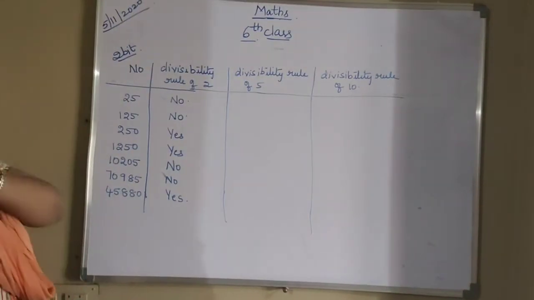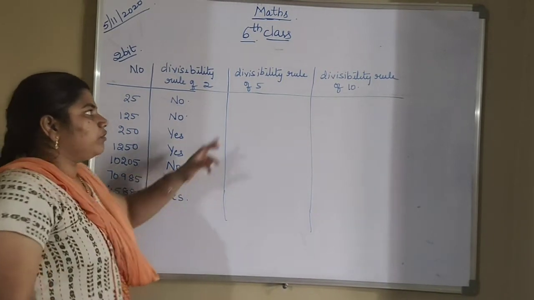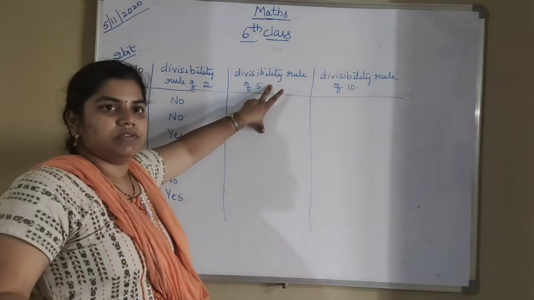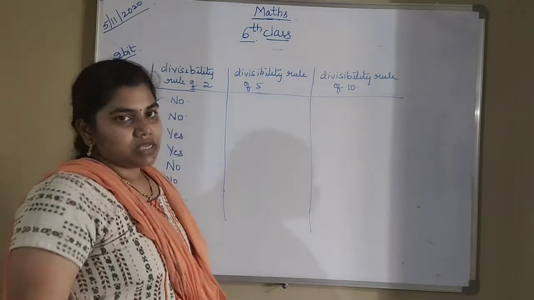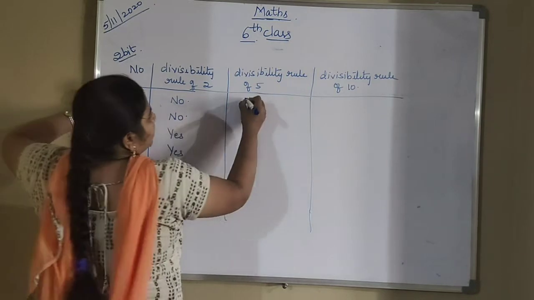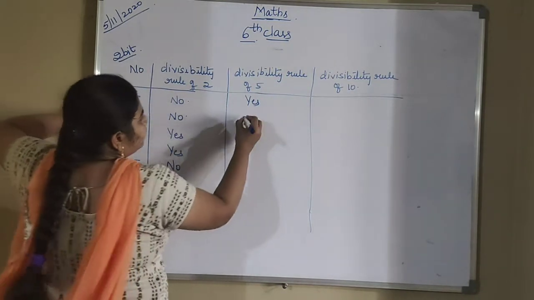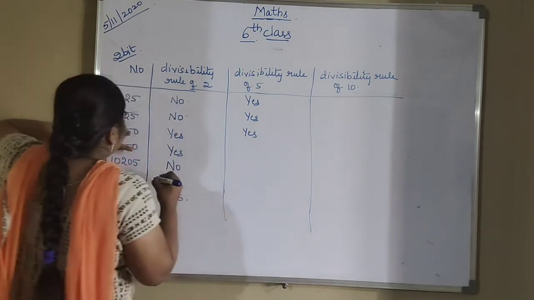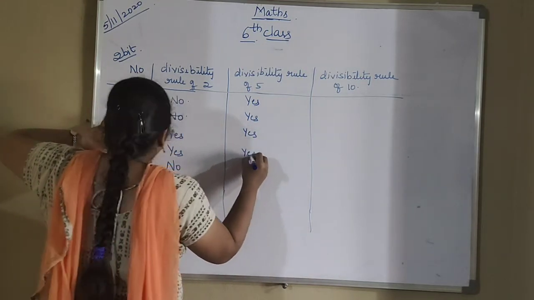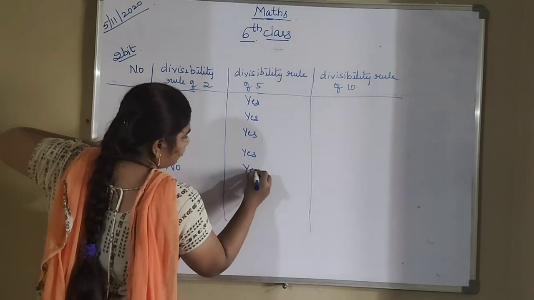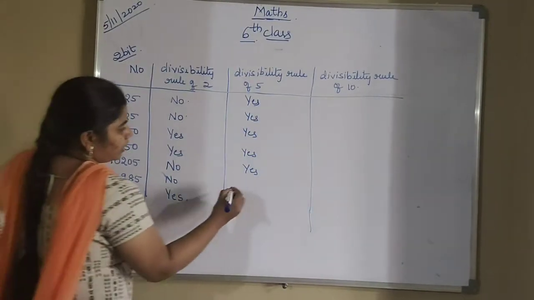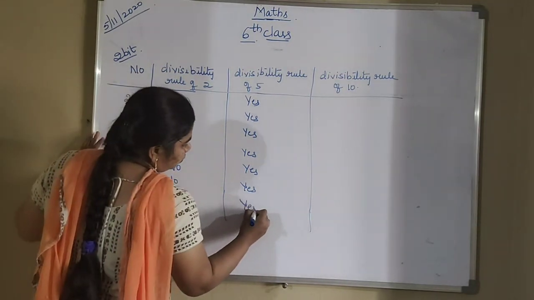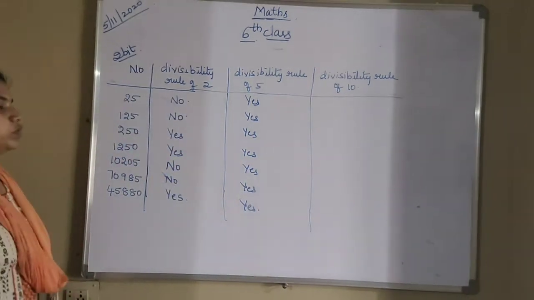Now divisibility rule of 5. So what is divisibility rule of 5? The last digit should be 0 or 5. If it is 0 also it is divisible. If it is 5 also it is divisible. So 5, yes. 5, yes, 0, yes, 0, yes, 5, yes, last digit is 5, yes, last digit is 0, so yes.